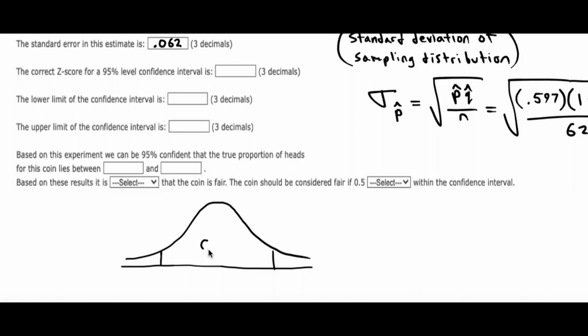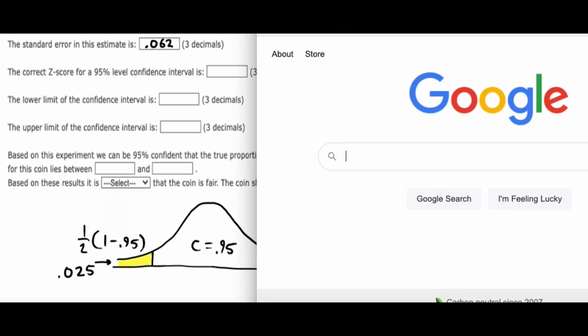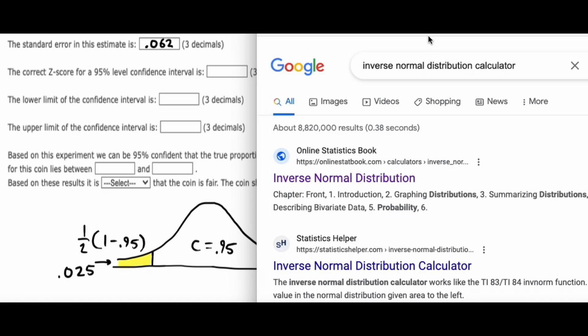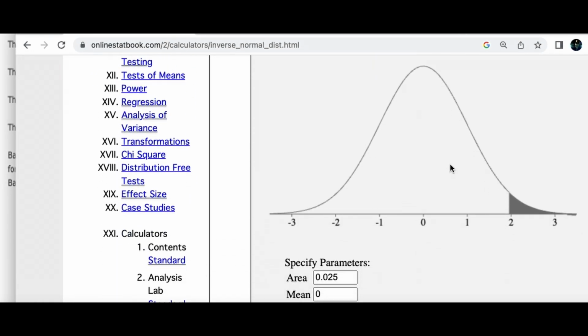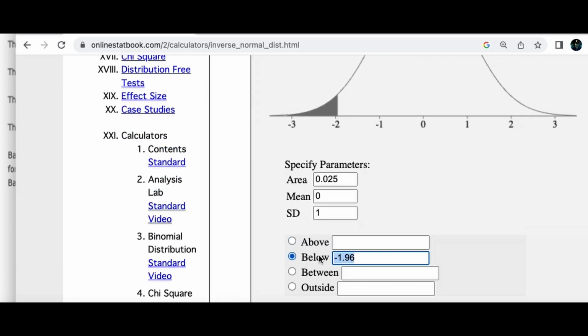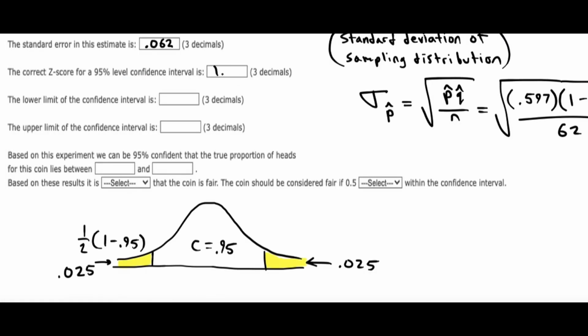So we'll put a c of 0.95 in the middle. That'll leave us with 1/2 of 1 minus 0.95 in each tail. So that's going to be 0.025 in each tail. Then I'll search for an inverse normal distribution calculator. I'll use this first one that comes up, online stat book. I can do a left tail of 0.025, or I could do a center area of 0.95. So it's z-scores of negative 1.96 and positive 1.96. I'll just enter the positive version of it.